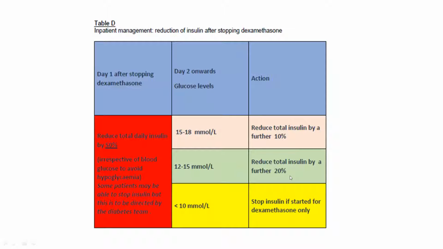Now, if the blood sugars are less than 10 millimole, you stop insulin completely, if the patient was not on insulin to start with, and you only started insulin to cover the dexamethasone. And I think this is really important, because if you carried on insulin and the patient is not having dexamethasone, some patients could indeed have hypoglycemia. And as you know, hypoglycemia can be life-threatening in acute situations.